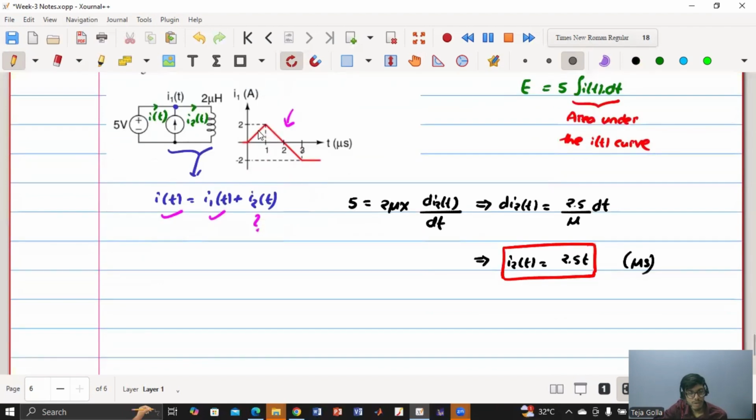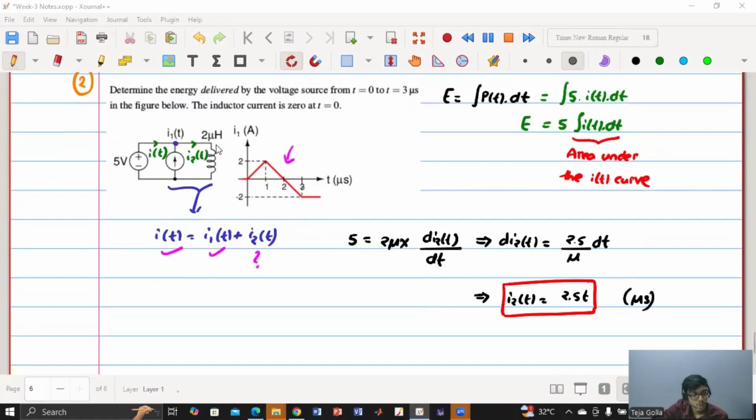Is this part clear, or do you want some more explanation? If you have any query, please ask. Yes, please repeat, sir. Yes. So the voltage across the inductor V is equal to L into di2 by dt, which is the current entering the inductor. So if you bring this 2 micro on this side, we'll get 2.5 by micro into dt is equal to di2.